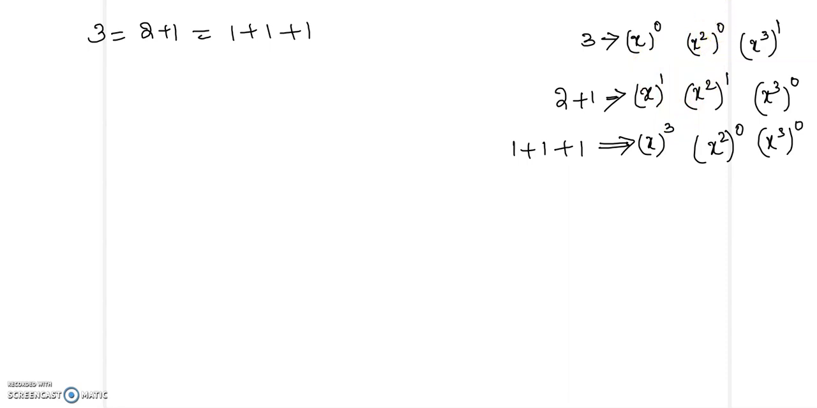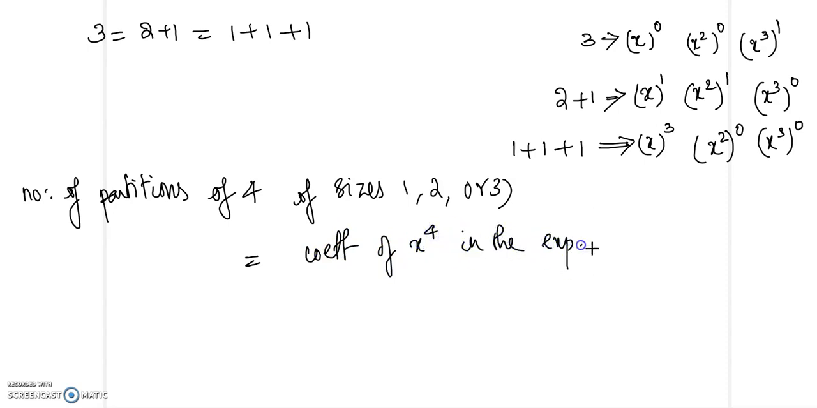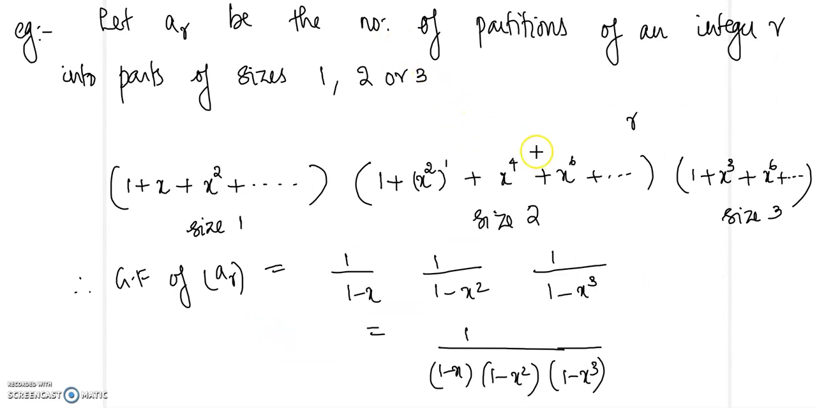So this is how you obtain the number of partitions. And now if you want to find the number of partitions of 4 of sizes 1, 2 or 3, that will be equal to the coefficient of x raised to 4 in the expansion of 1 by (1 minus x)(1 minus x square)(1 minus x cube). So here we need to take the coefficient of x raised to 4.